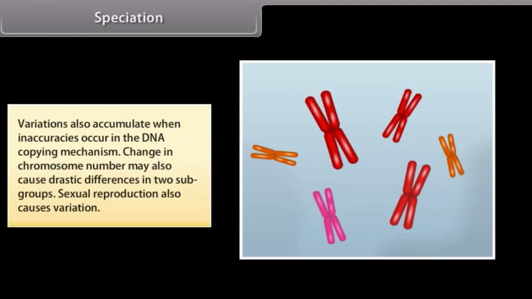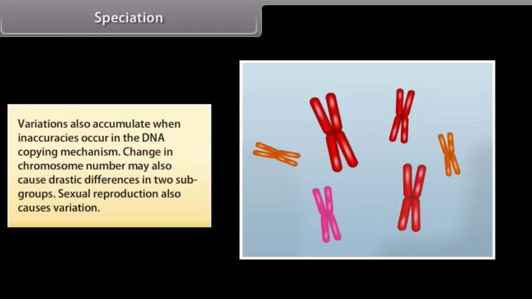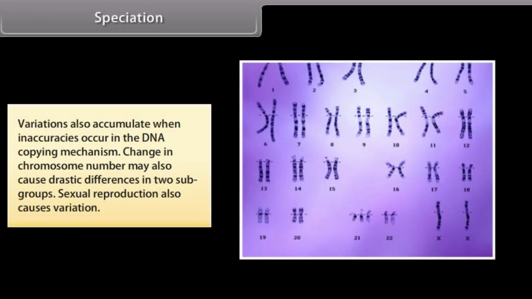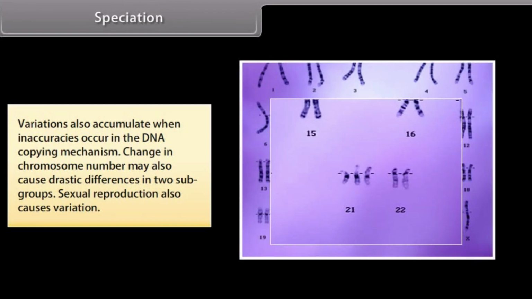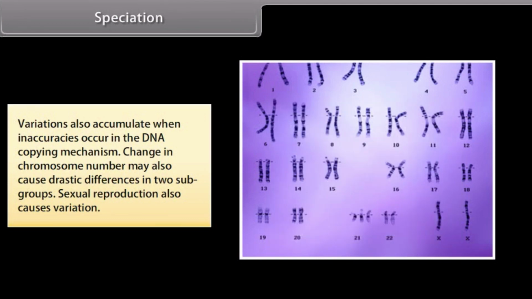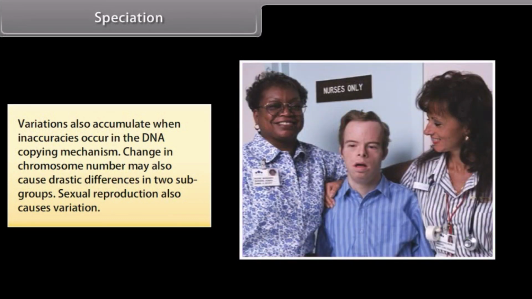Variations also accumulate when inaccuracies occur in the DNA copying mechanism. Change in chromosome number may also cause drastic differences in two subgroups. Sexual reproduction also causes variation.